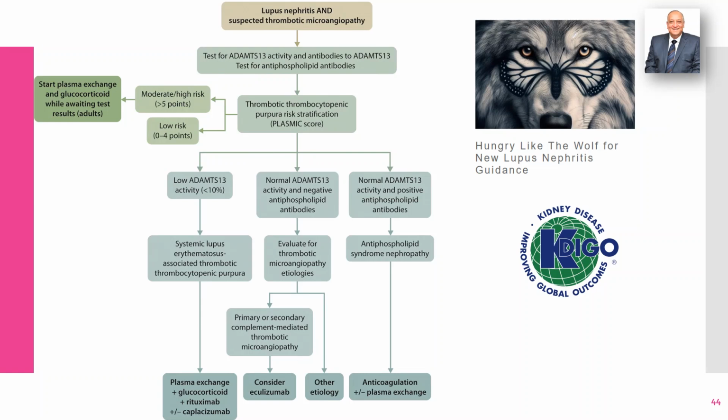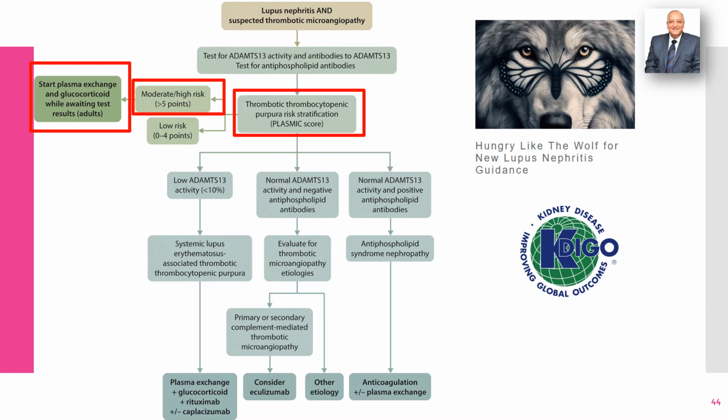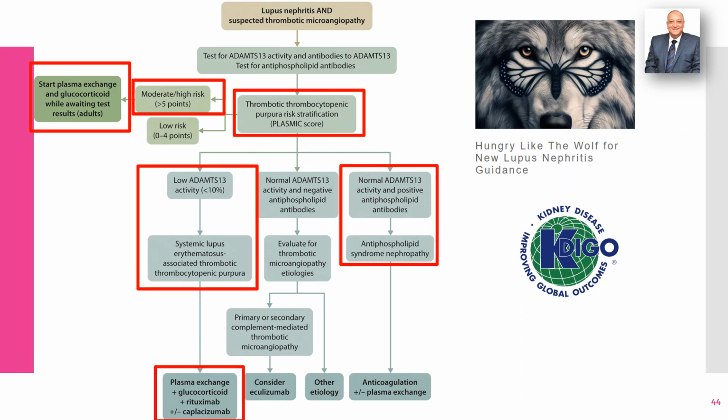So according to the KDIGO guidelines, for a patient with lupus who manifests TMA, start the plasma exchange and steroid while awaiting the results, and consider the PLASMIC score for TTP. If it's high, we should look for low ADAMTS13 activity, and plasma exchange plus glucocorticoid or rituximab are initiated. However, if it's a normal ADAMTS13 activity, antiphospholipid syndrome nephropathy may be the diagnosis, so anticoagulation plus or minus plasma exchange should be considered.